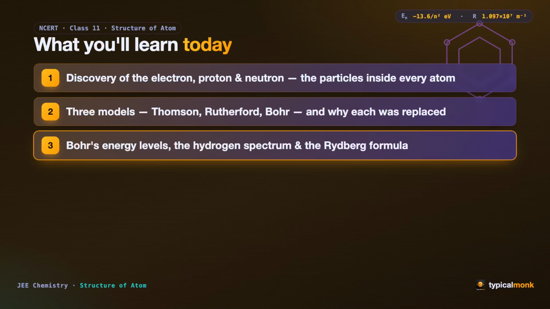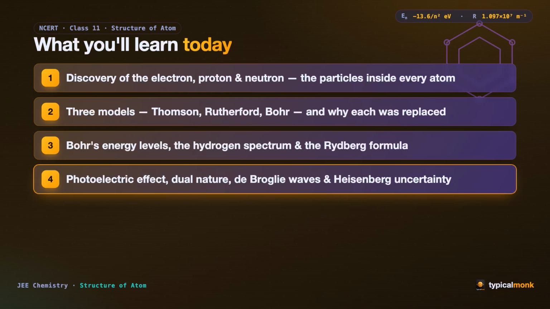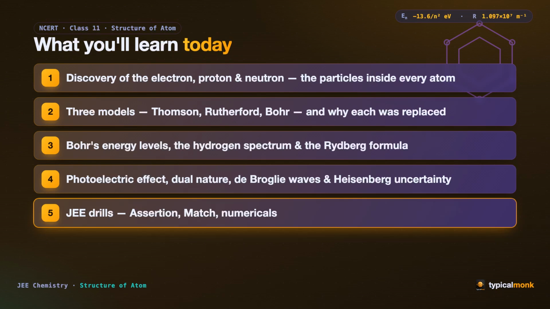Third, Bohr's energy levels, the hydrogen spectrum with its Lyman, Balmer, and Paschen series, and the Rydberg formula that ties them together. Fourth, the modern picture, the photoelectric effect, the dual nature of light and matter, de Broglie's waves, and Heisenberg's uncertainty. And fifth, the JEE drills, assertion and reason, match the column, and the numericals.